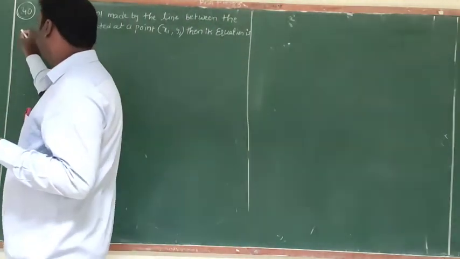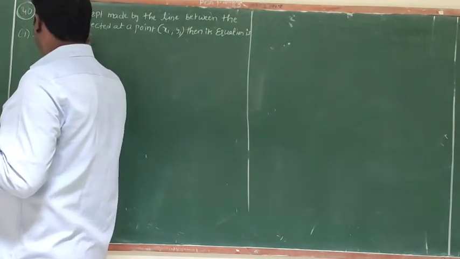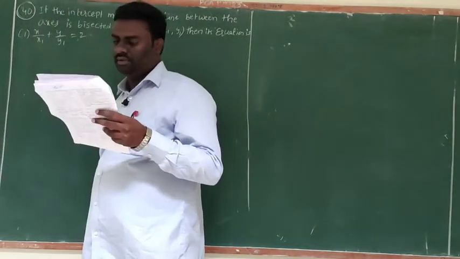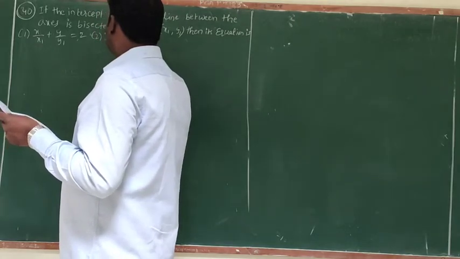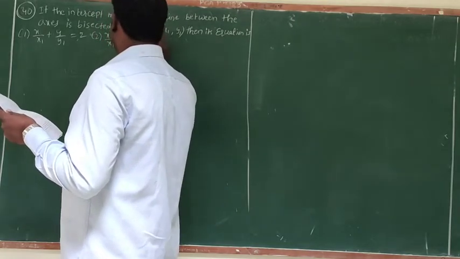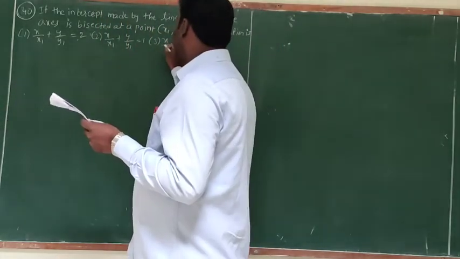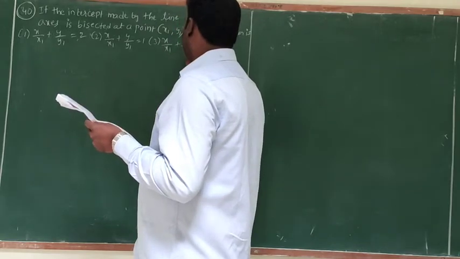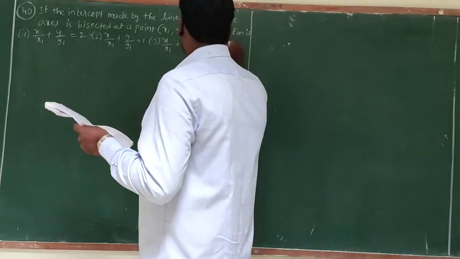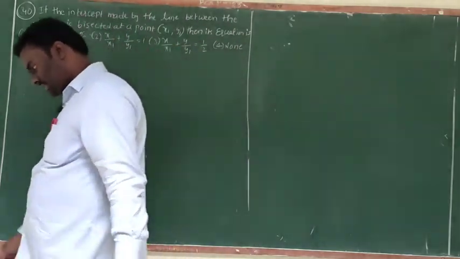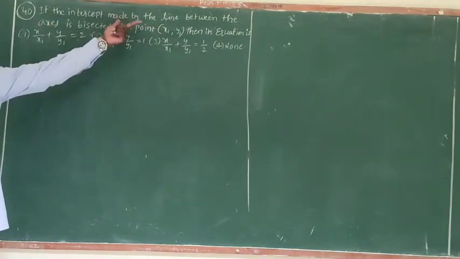first option x by x1 plus y by y1 equals 2. Second option x by x1 plus y by y1 equals 1. Third option x by x1 plus y by y1 equals 1 by 2. And the fourth option, none of these.